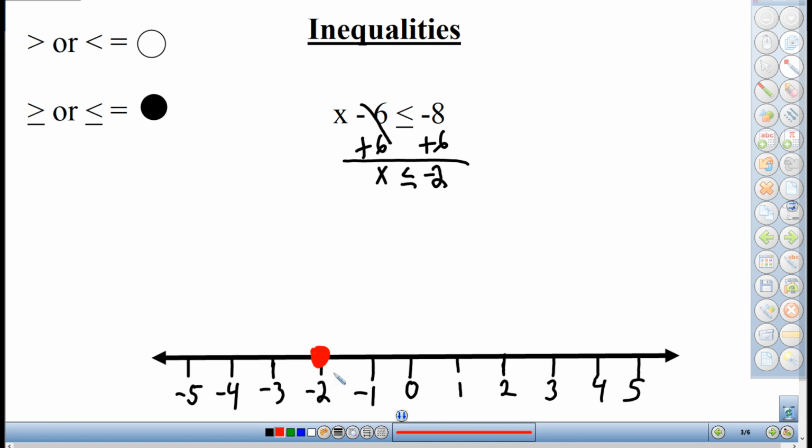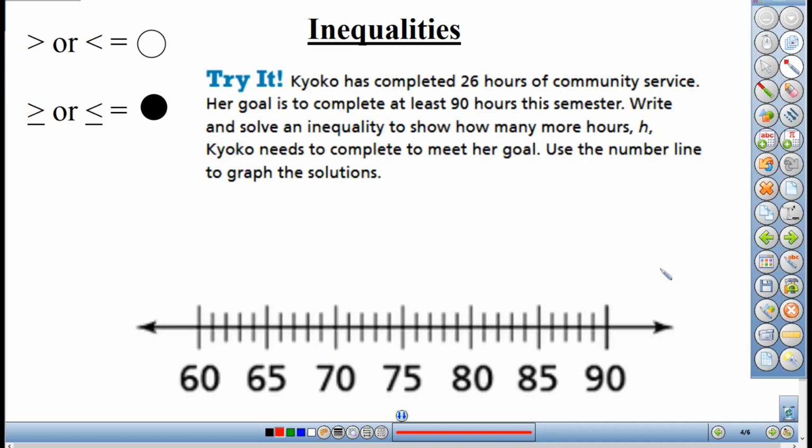So we take an arrow and we're going to draw it to the left where all those numbers are. Let's try the next example. We've got a word problem this time.